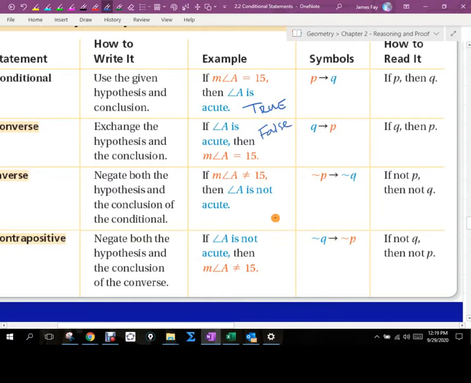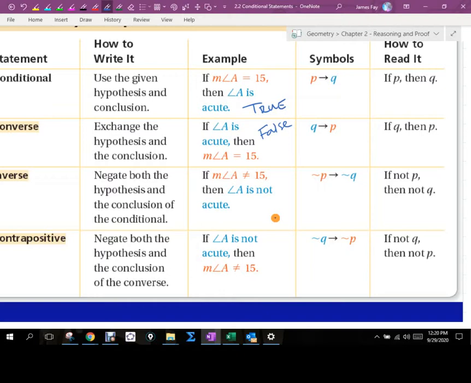Now if I look at the next one, the inverse. Go back to the original conditional, and all I did is negate. When I say negation, and I'm using equality here, this says if measure of angle A is 15, that's the original conditional. If I say if measure of angle A is not 15, well, is not means not equal to, right? So we put that equal sign with a slash, that's negating equality. If I had a greater than sign, what is the negation of greater than? Less than or equal to.